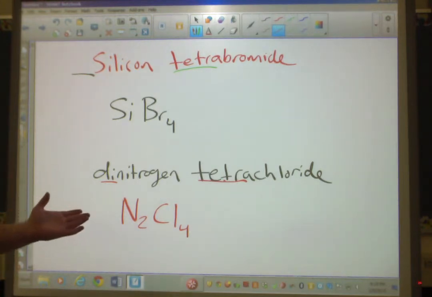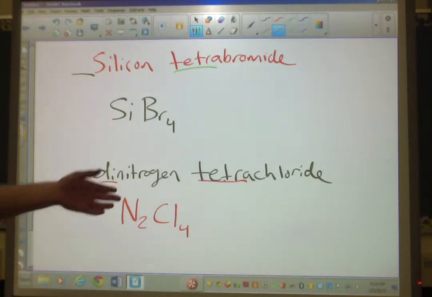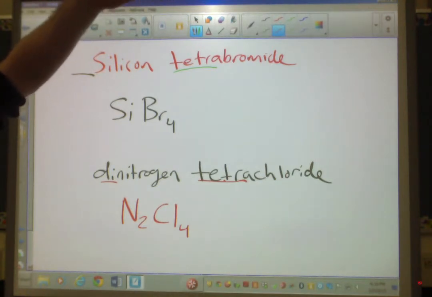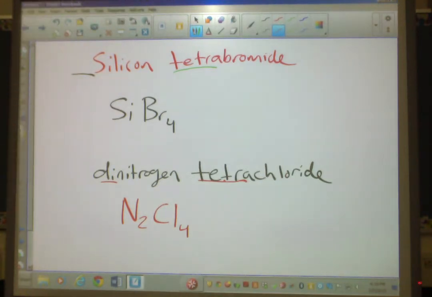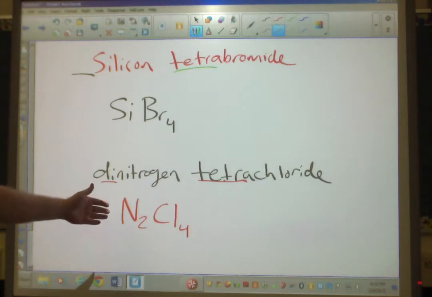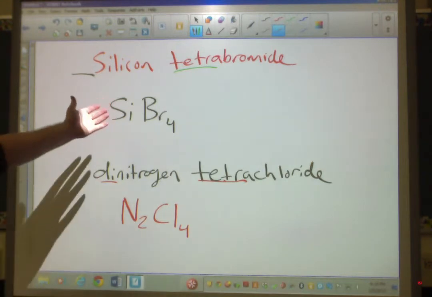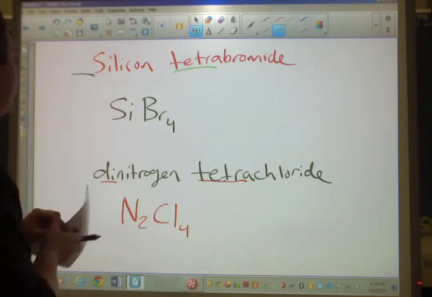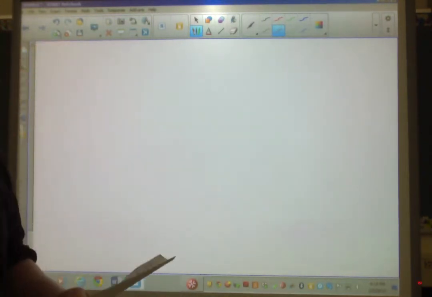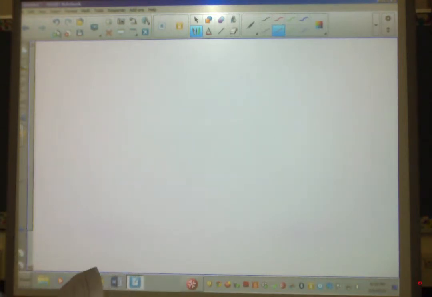If you were doing ionics and you ended up with something like Mg2O2, you would simplify that down to MgO. But with covalent, it's important to leave it as it's written. So N2Cl4. Naming covalents, or writing formulas for covalents, very straightforward. So if you don't see any prefixes, you know you're dealing with ionic.